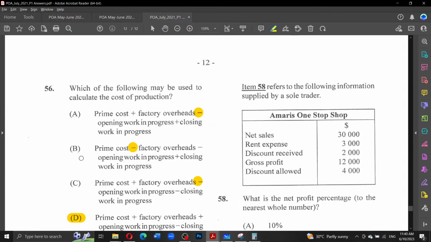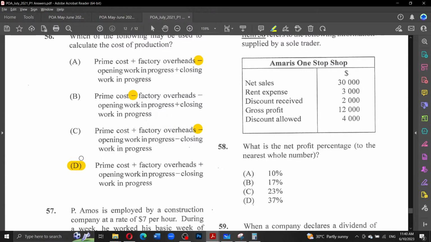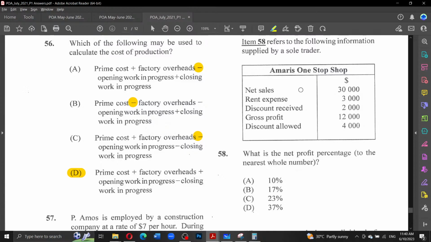What is the net profit percentage? Net profit percentage basically is net profit expressed upon net sales. So we have net sales here. Alright, so we need to find the net profit. So we have gross profit at $12,000. We have discount received. This is going to count here. Rent expense. Okay, I should just remove this. We have this.